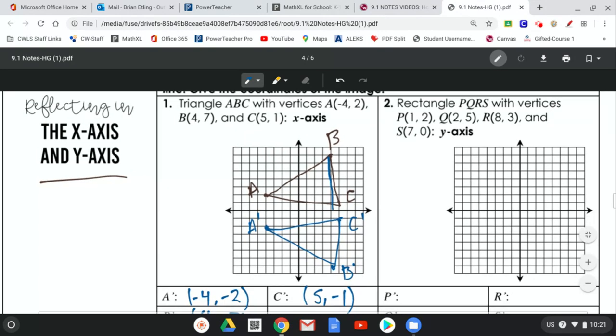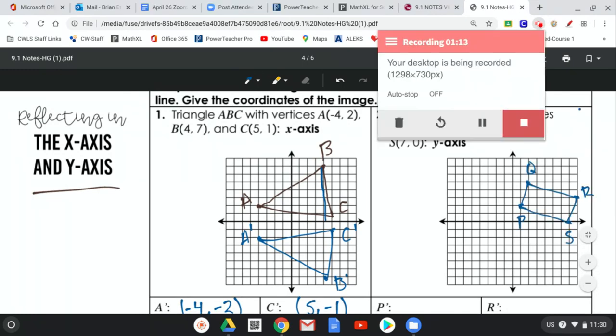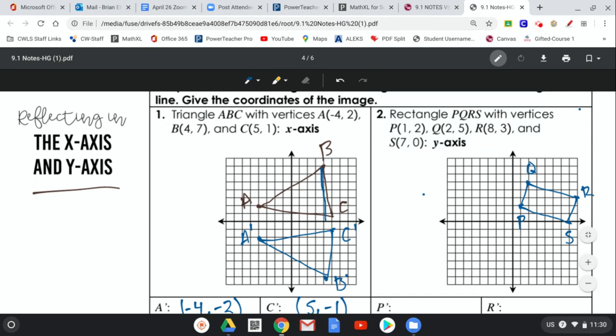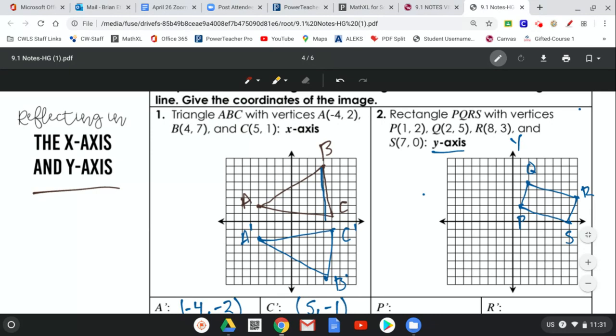Now, if we look at number two here, it's going to be a rectangle. All right, guys. So, we have the rectangle here with the coordinates on the coordinate plane. And this time we're reflecting it over the y-axis. Okay, the y-axis. So for this one, again, I think these x and y-axis are kind of a little bit simpler because all we're doing is really concrete.